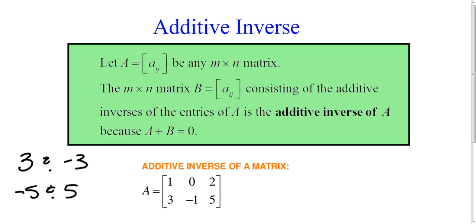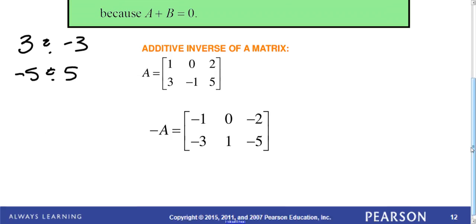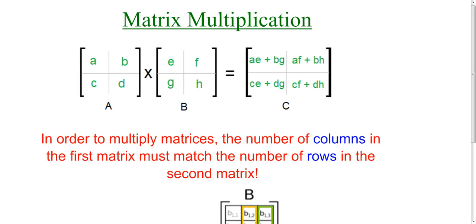Same thing with matrices. The additive inverse will be the same exact matrix where you switch the sign in every element of it. Okay, so if you see how this is +1, this becomes -1. 0 doesn't switch signs. +2, -2. Okay, same exact matrix. I just switched all the signs in it.